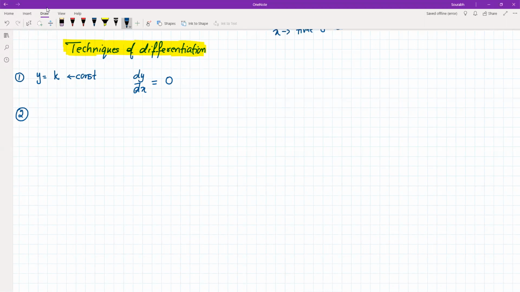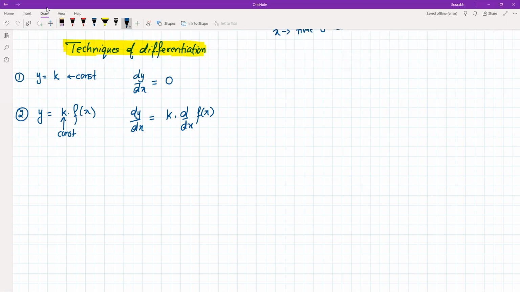Second, if y is equals to some constant into a function of x, so this is again k, a constant. So now dy by dx will be that constant k into d by dx of that function. Now here I'll give you an example as well after some time.